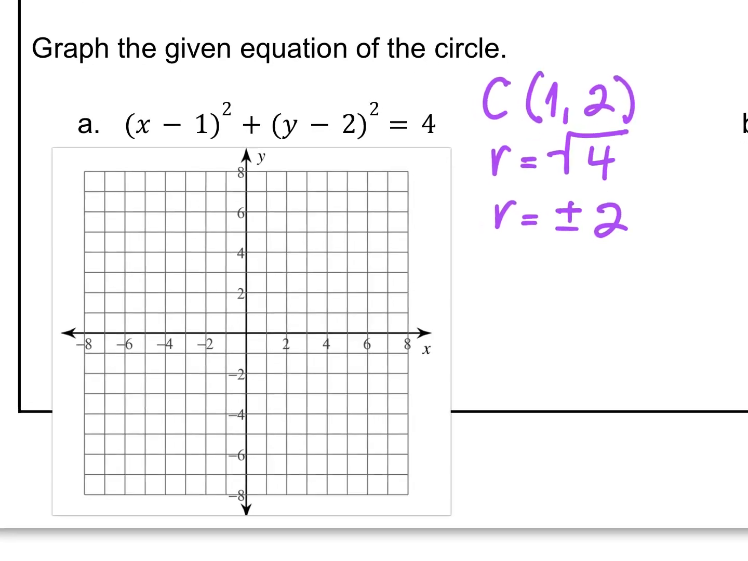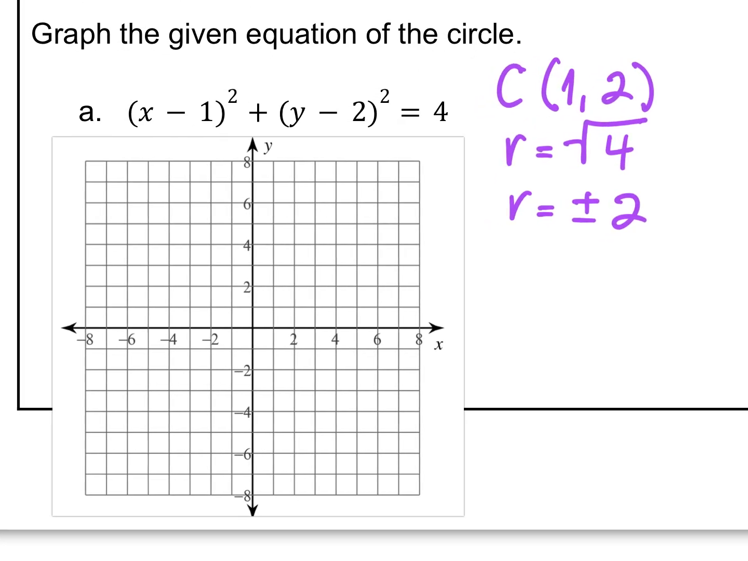Okay, so let's graph that one. Our (1, 2) is going to be somewhere here, 1, and then 2 is here. And then 2 units, 1, 2 on the right. On the top is 1, 2, and 1, 2 in here. It may not be a perfect circle, but at least you can see what I'm trying to do. So this is going to be the graph of the circle given (x - 1) squared plus (y - 2) squared is equal to 4.